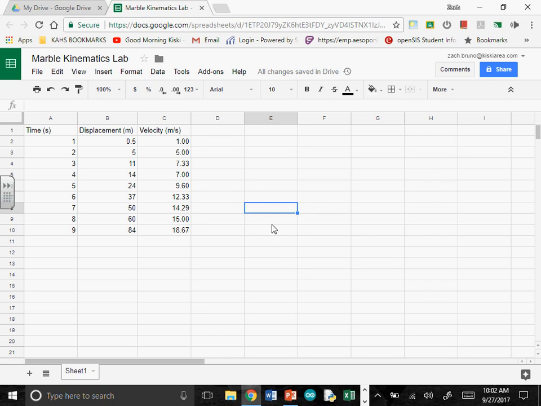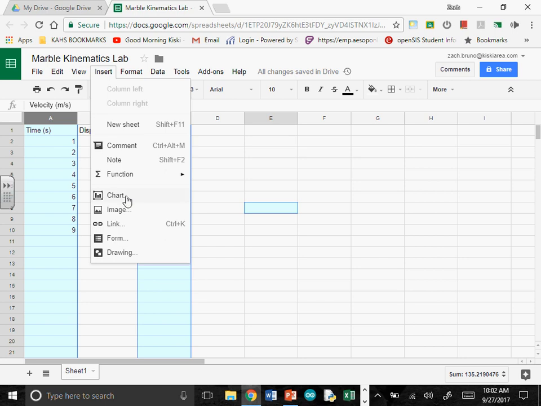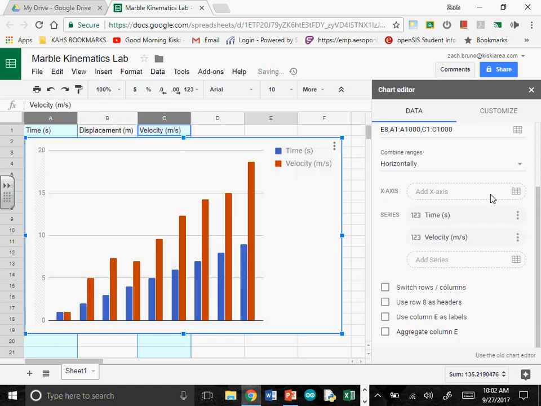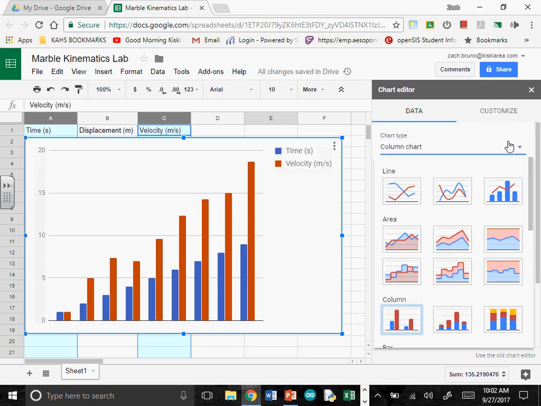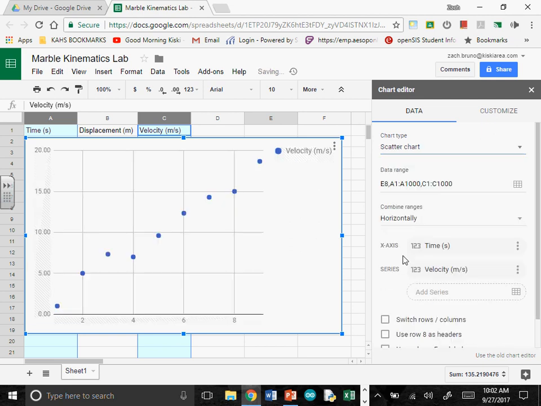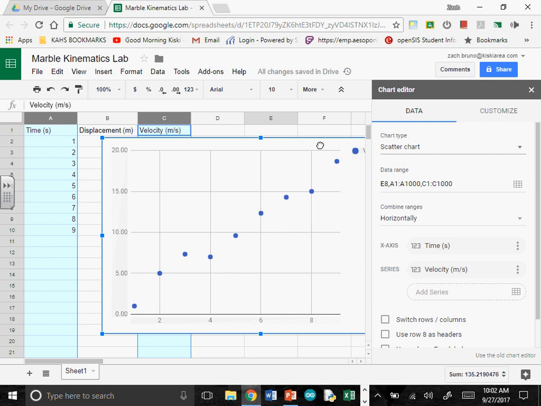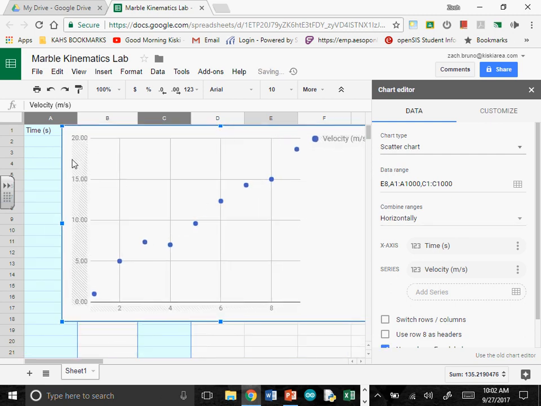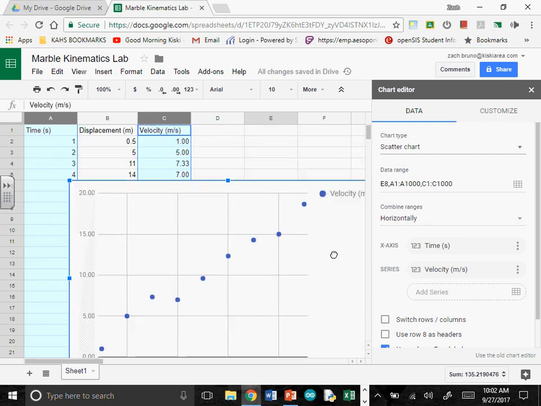The next step, though, is to create our velocity versus time graph. All right. So I'm going to do velocity and time, and I'm going to select those two. I'm going to insert my chart, which, right, we want, not a column chart. We want our scatter chart. And look at that, right? So this is our velocity versus time graph. If we look right along here, all of our velocities are on the vertical axis, all of our times are on the horizontal axis, right?